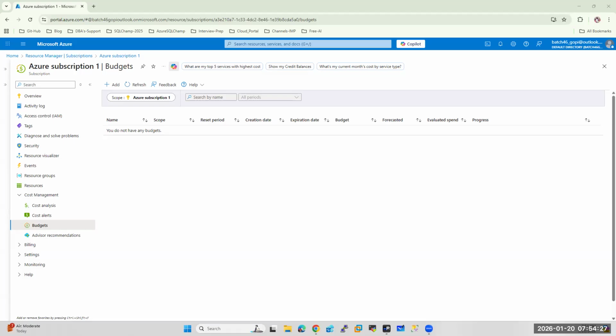It is a payment boundary also. I can use different payment types with this subscription. For production, I can go for a different payment type. For dev and test, I can go for a different payment type. For Visual Studio, for Office 365, I can go for different payment types. So you can set the budget and go for different payments. Then cost analysis.